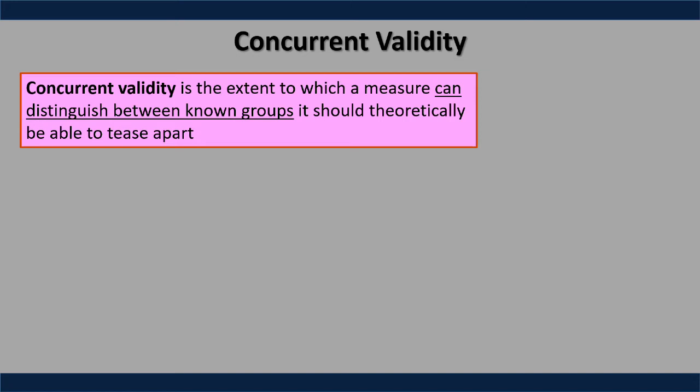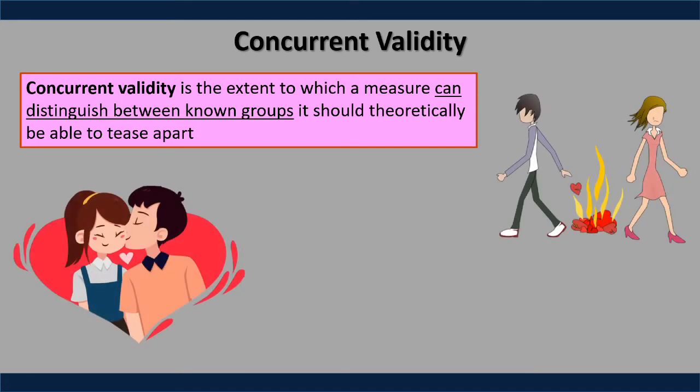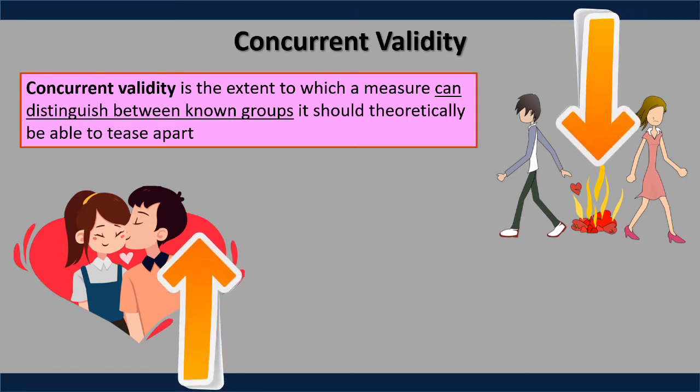Going back to the relational satisfaction measure, the same rules apply. If we wanted to show that Rusbolt's measure had concurrent validity, we could ask people who are currently in a romantic relationship and people who recently broke up with their significant other to complete the measure and see whether those currently in the relationship score higher on the measure than those who broke up. If they do, we can say that the measure has concurrent validity.